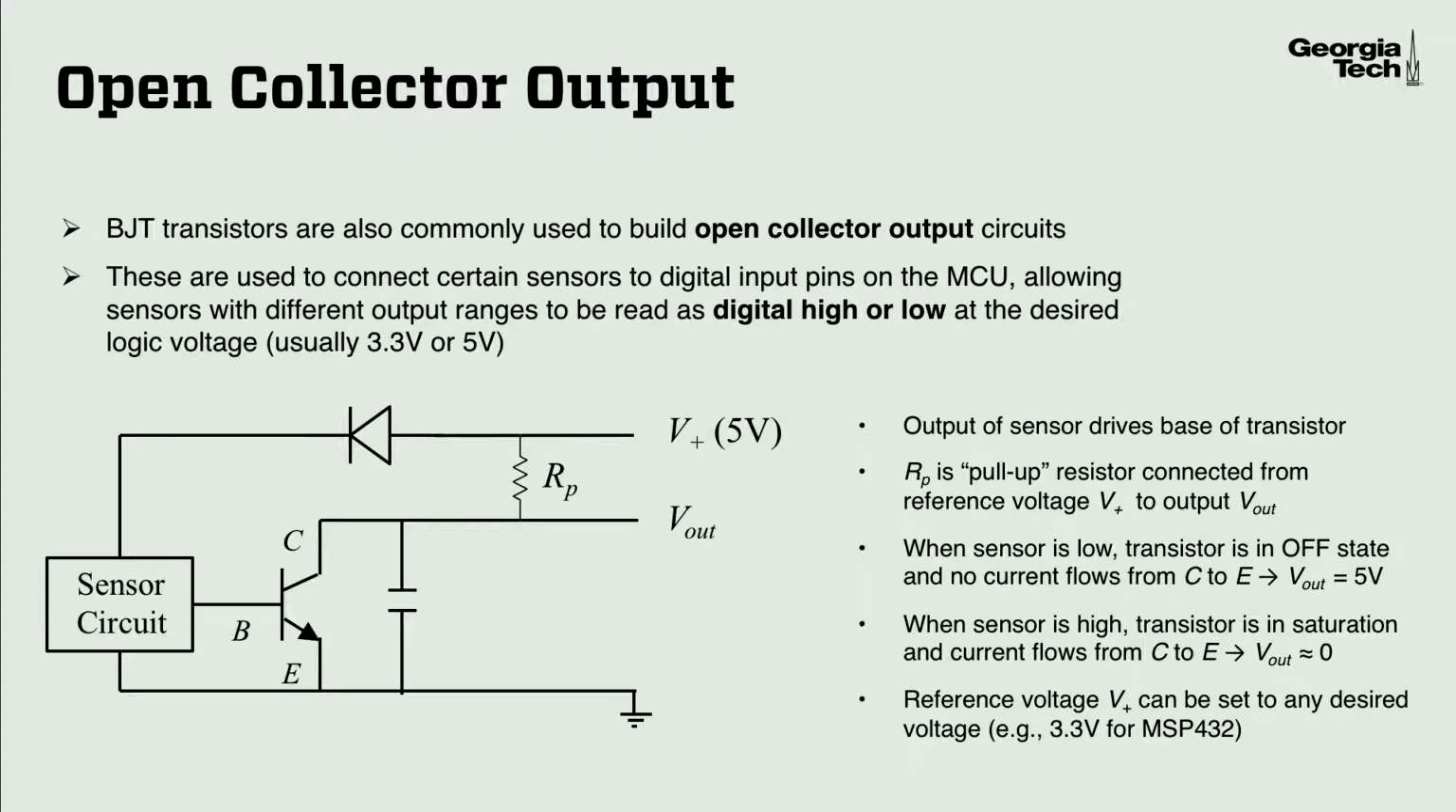Here's an open collector output circuit shown at the bottom left of your slide. And you can see that the output of the sensor drives the base of the BJT.